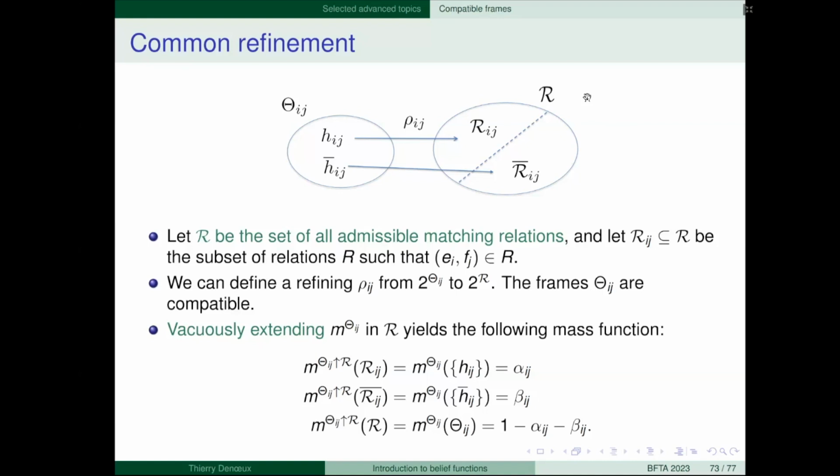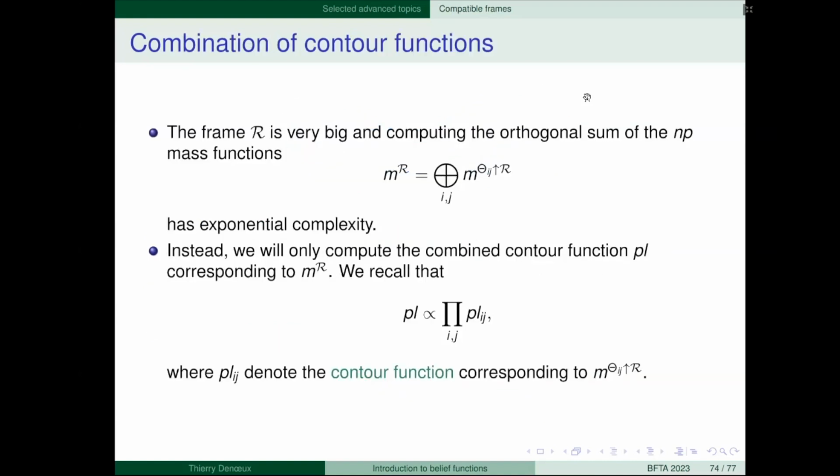So now we have these n times p mass functions. We can combine them, at least conceptually, by Dempster's rule. But computing this combined mass function can be very costly, because that set is very big. But if we only want to find the most plausible matching relation, we don't need to compute that whole mass function. We can use this property I mentioned before: if you're only interested in the plausibility of the elements, you can just multiply the contour functions.